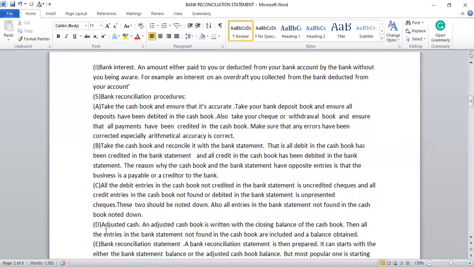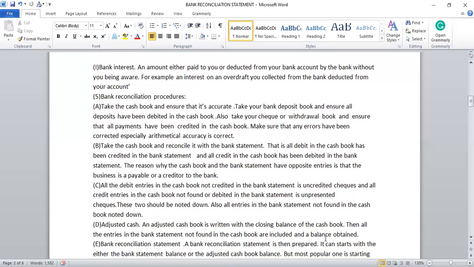Then D. Then after all this, you have to prepare the cash book again. We call it the adjusted cash book. So D, adjusted cash book. An adjusted cash book is written with the closing balance of the cash book. Then all the entries in the bank statement not found in the cash book are included and a balance obtained. So you have to do the cash book again. You call it the adjusted cash book. You take the balance in your cash book to do that.